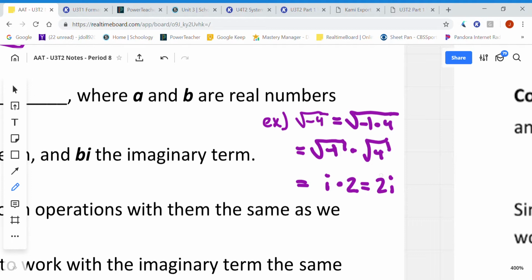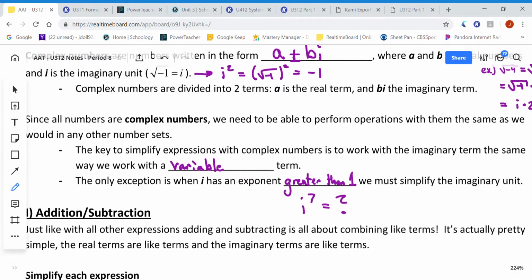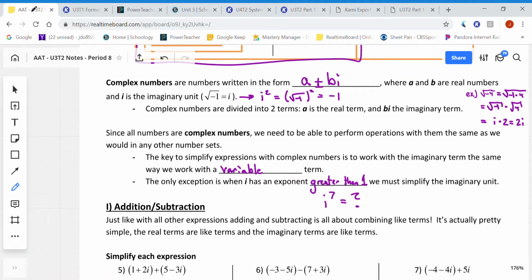Now you might say, well, that's cheating. Well, that's what the mathematicians did, and that's why we have the imaginary numbers. Now, the good news is we're going to work with our imaginary numbers almost identically to how we worked with variables. The only exception to that is when we have an imaginary number to an exponent greater than 1, we have to simplify this, and we'll look at an example of that.